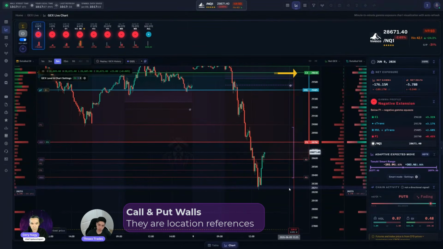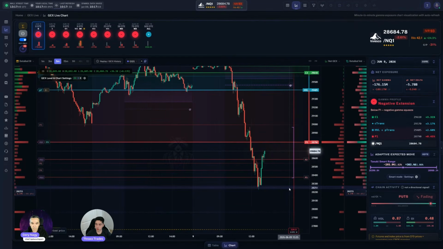Now, call walls and put walls for me are not magic lines. They are not areas where I just blindly fade call resistance or put support. They are references of location for me. What's more important is that whenever we approach these areas, I'm approaching them with the mindset of watching for acceptance versus rejection. Where that actually comes down to is when I'm looking at my footprint charts, I'm looking at the actual interaction between buyers and sellers at these levels, and I'm looking for acceptance or rejection at these levels.